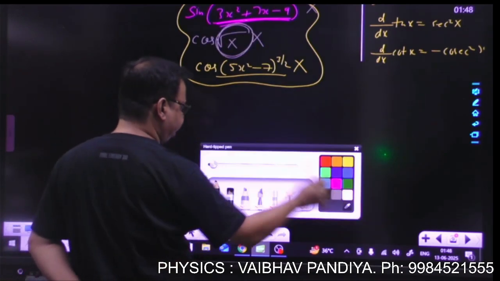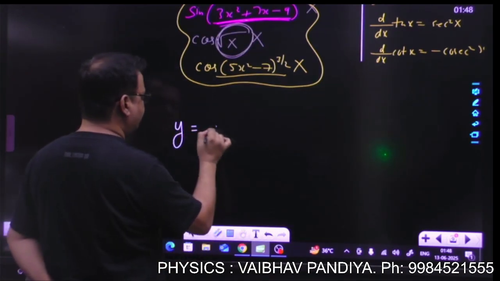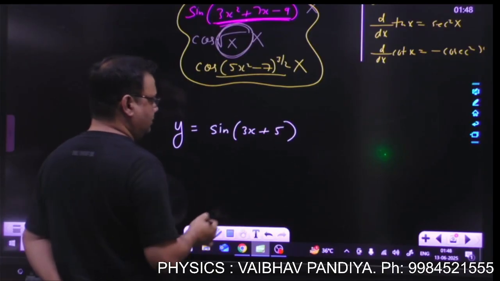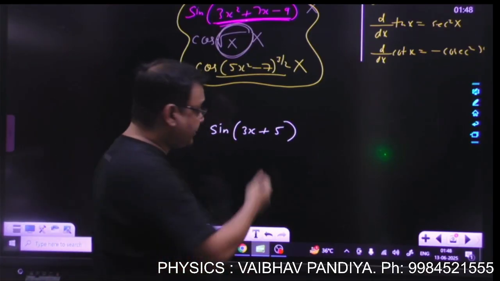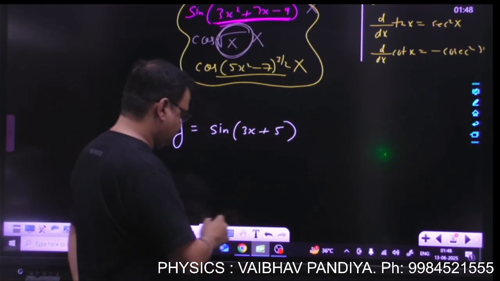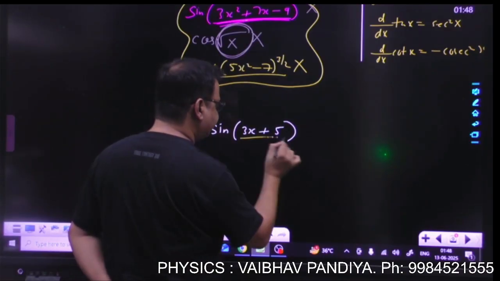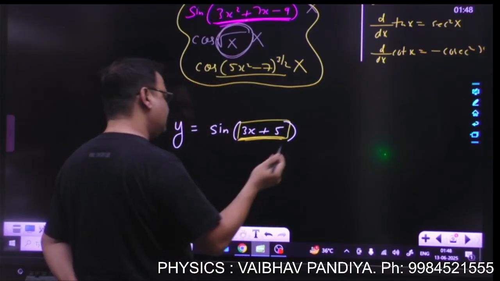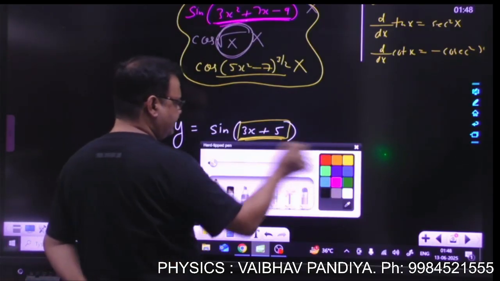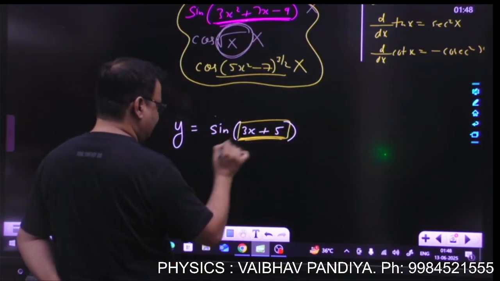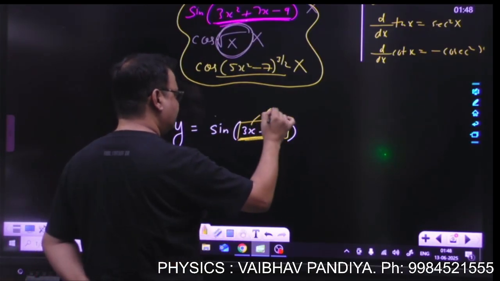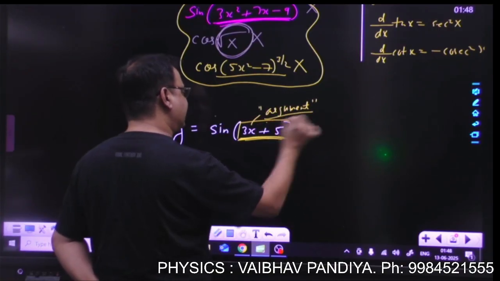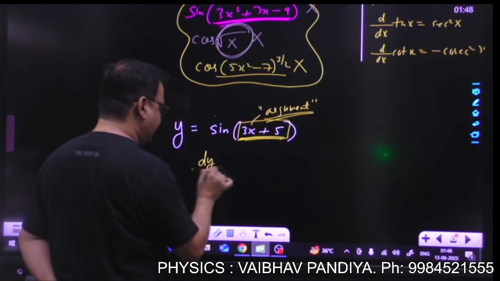Suppose you have y is equal to sine 3x plus 5. Of course, this is not the standard form where we can apply that formula, because in this case the argument is 3x plus 5, not x. Had it been x, simply the answer would be cos x. But here it is 3x plus 5. So treat the argument as a single quantity and write dy by dx.